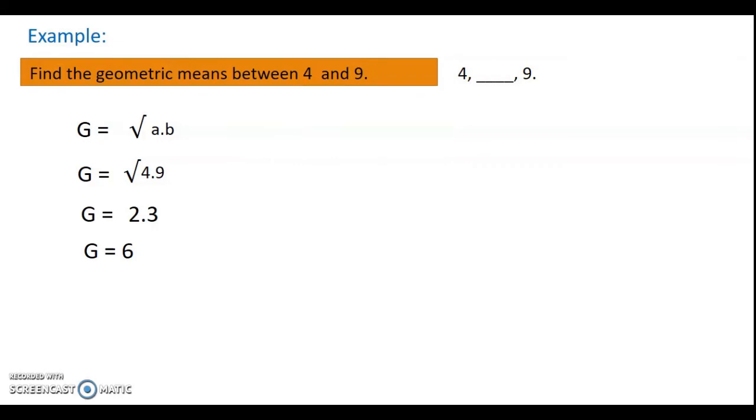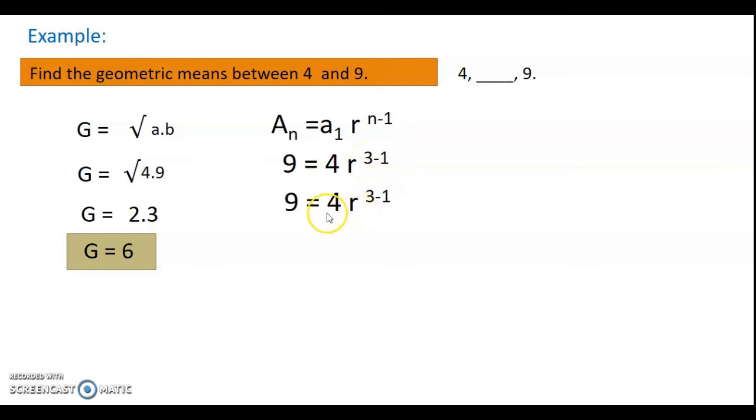Let's check with another formula, which is our geometric sequence, by finding the common ratio. So here, a sub n is equal to a sub 1 times r raised to the power of n minus 1. So let's substitute the given values to the formula. Our a sub n is 9, which is equal to a sub 1, which is 4, times r raised to the power of 3 minus 1. 3 minus 1 is 2.